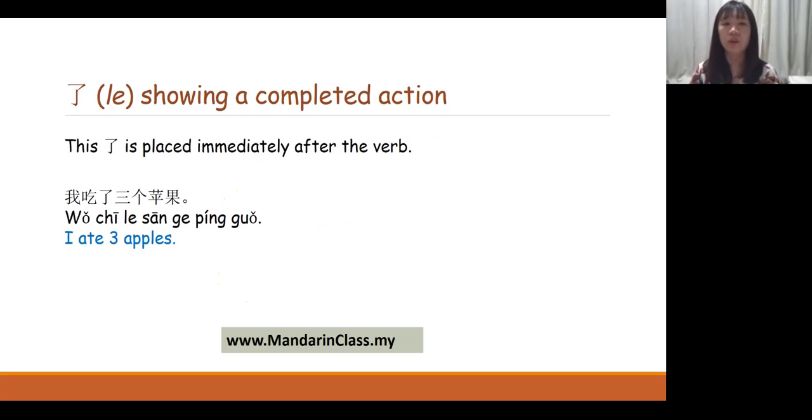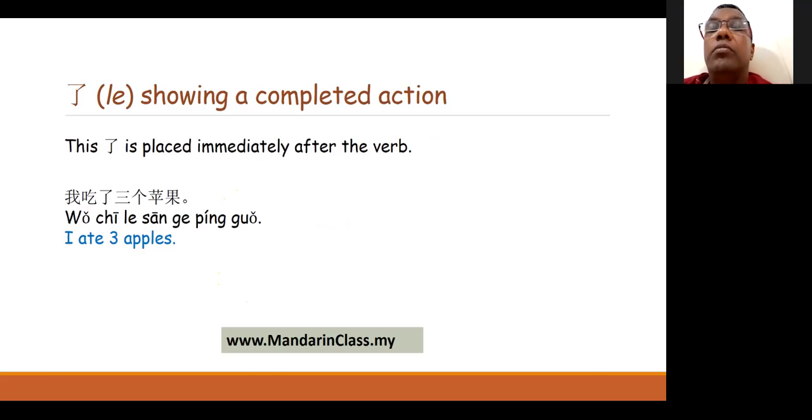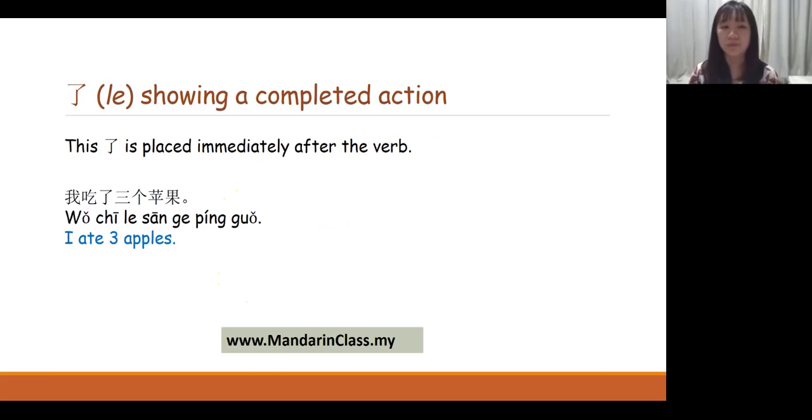The next one is past tense already: complete action, past tense. This le is placed immediately after the verb. Let's say 我 and then the verb 吃, ate. 我吃了3个苹果. I ate 3 apples. So le is put after the verb.